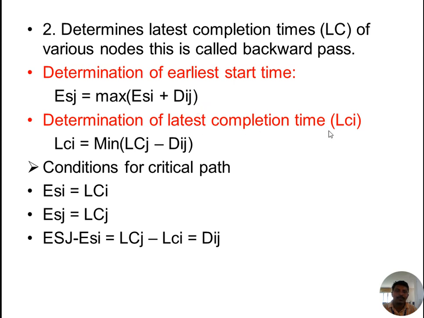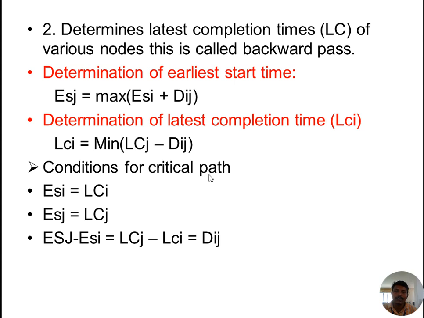And to determine the latest completion time, the backward phase, we work from the second node to the first. Here the second node value is known and the first node value is not known. To determine the value at the first node, we use LCI equal to the minimum of LCJ minus duration. Here the duration is a known value, J is a known value, and I is the unknown value. This formula is used to determine the unknown value of the first node.